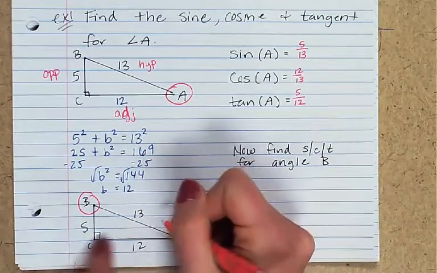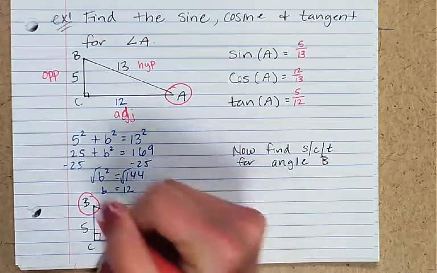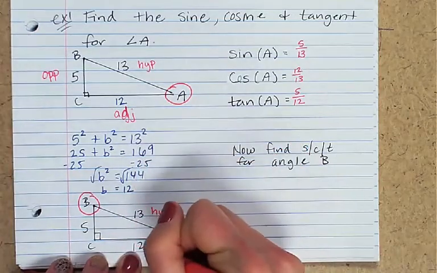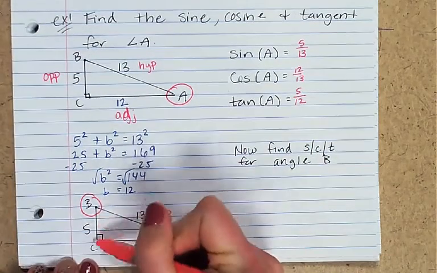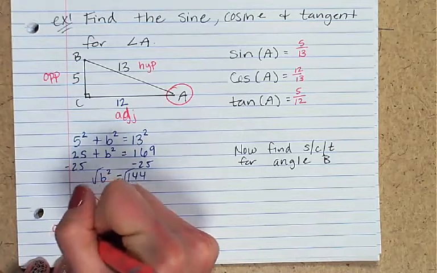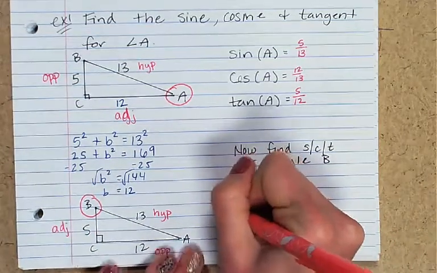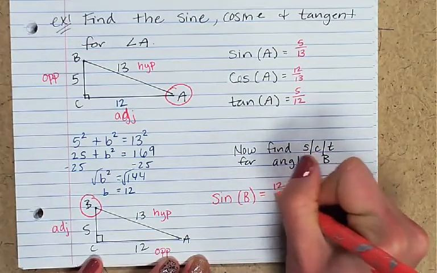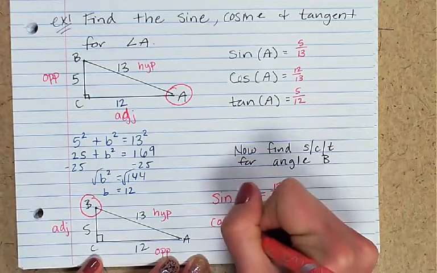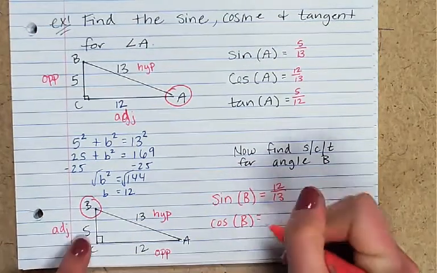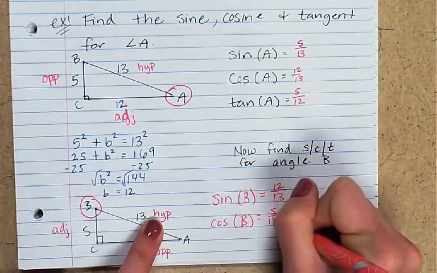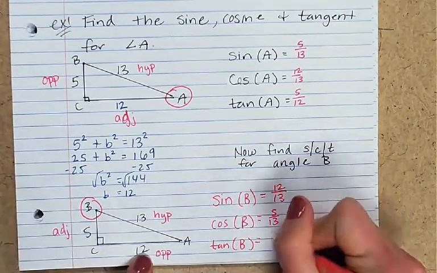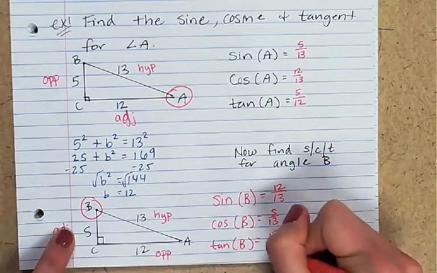13 is always going to be the hypotenuse because it's opposite our right angle. But now all the way across the triangle from angle B is 12. So now this is our opposite, and the side that's still touching B is 5. So this is our adjacent. So sine of B, opposite over hypotenuse. Cosine for B is the adjacent over the hypotenuse. And the tangent for angle B is the opposite over the adjacent, like so.